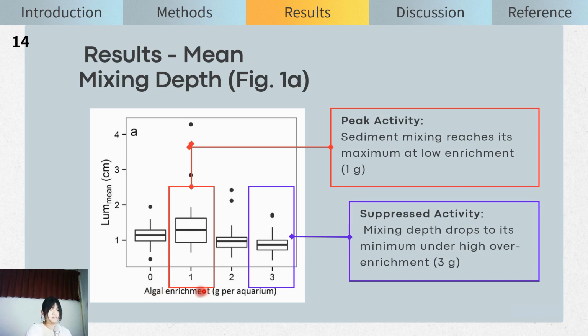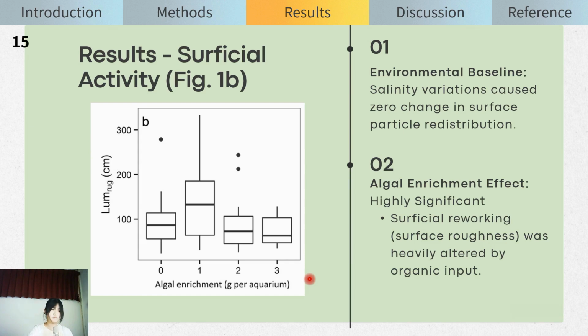When we have 1 gram in the experiment, it is peak activity. That is, sediment mixing reaches its maximum at low enrichment, and activity is suppressed when we add 3 grams. And that's figure 1b.